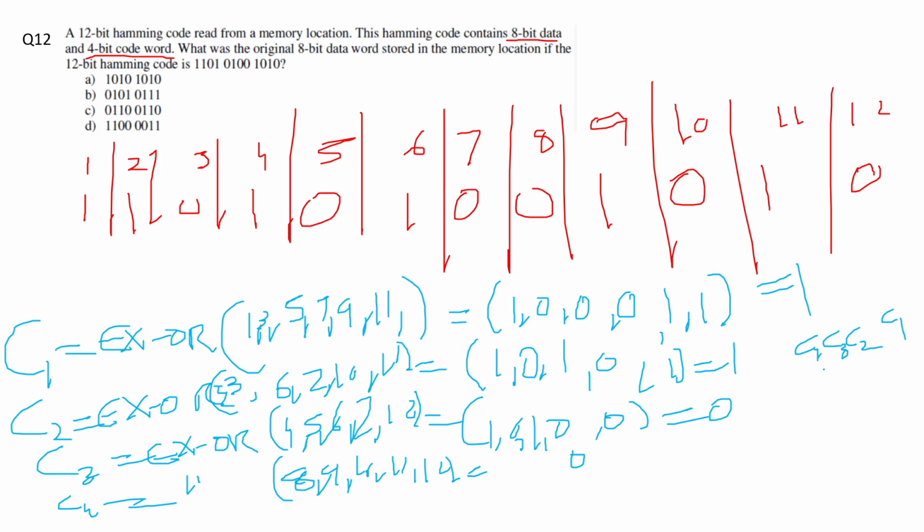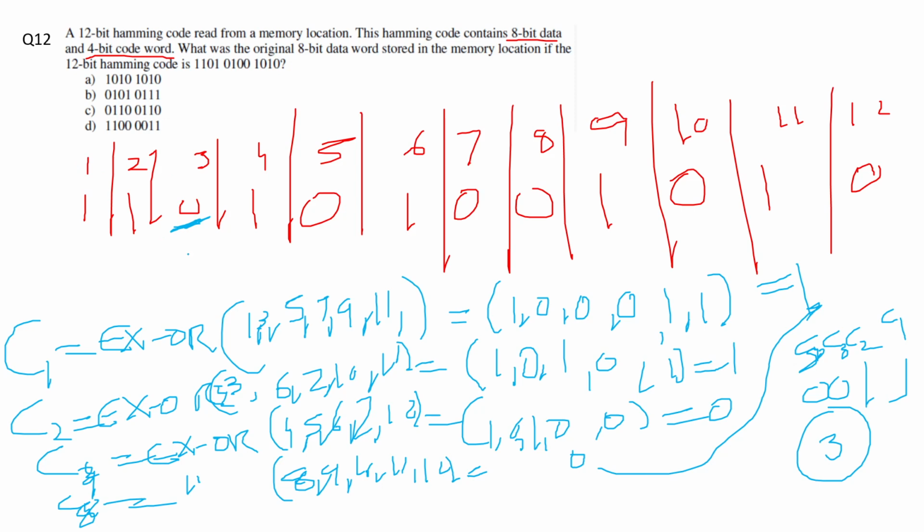So this is actually like this: C8 C4 C2 C1, 8 4 2 1. So the error will be at position 0 0 1 1, going like this. So this is 2 plus 1, 3. The error will be at bit position 3, so that is 1 2 3. So the error will be at position 3.